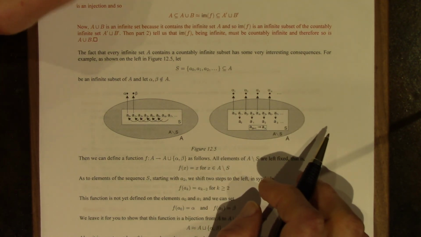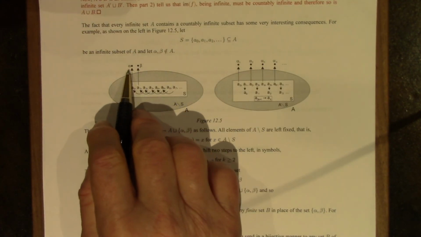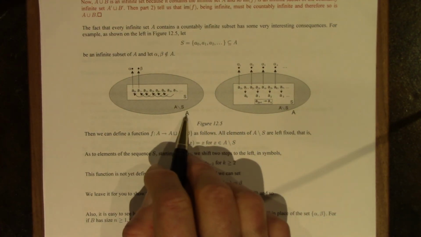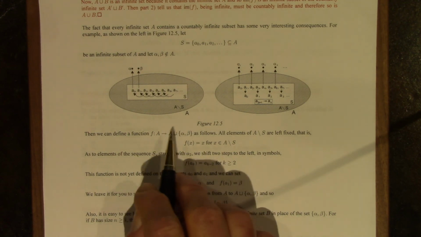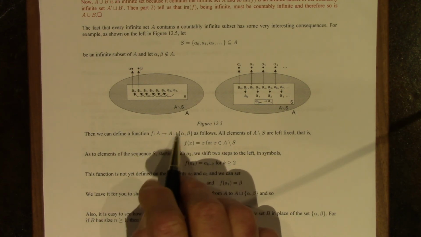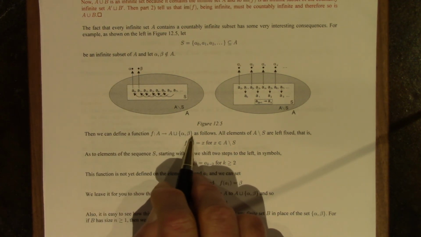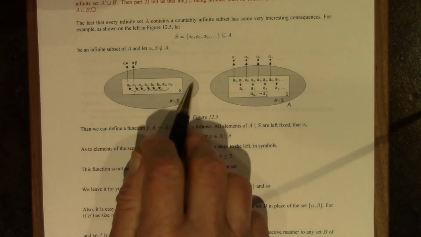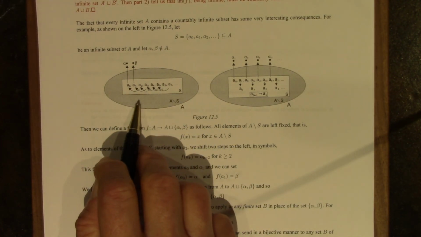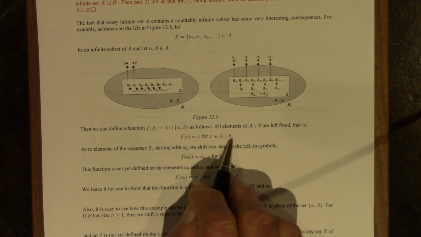Now what we can do is define a function. Oh, I've also got two elements, alpha and beta, that are not in the set A. We can define a function from A to the disjoint union of A and the set containing those two extra elements as follows. The elements of A minus S I want to leave alone. I want to fix them. So f of x equals x for x in A minus S.